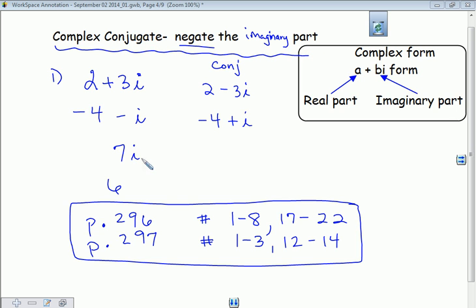The imaginary part. Okay, so here we have 7i. So what would it become? Negative 7i. Here we have 6. It's still 6, isn't it? Yeah, because it has no imaginary part.